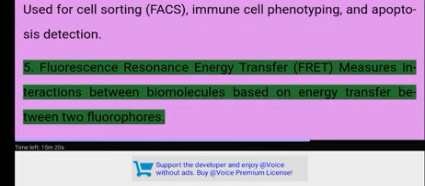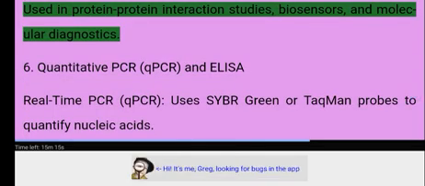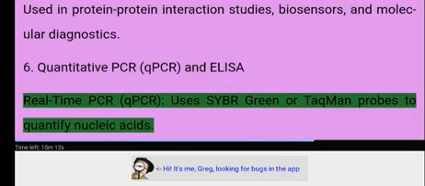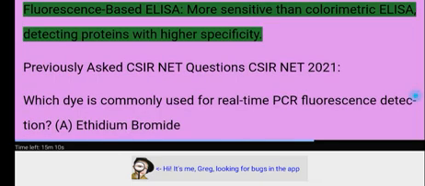5. Fluorescence resonance energy transfer (FRET) measures interactions between biomolecules based on energy transfer between two fluorophores. Used in protein-protein interaction studies, biosensors, and molecular diagnostics. 6. Quantitative PCR, qPCR, and ELISA. Real-time PCR, qPCR, uses SYBR Green or TaqMan probes to quantify nucleic acids. Fluorescence-based ELISA is more sensitive than colorimetric ELISA, detecting proteins with higher specificity.